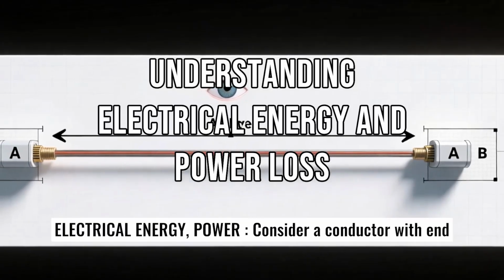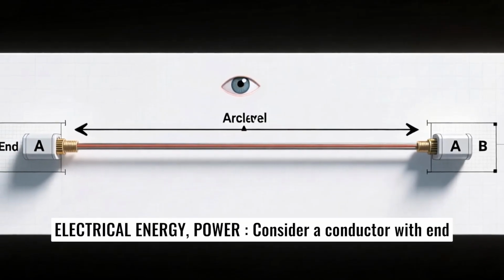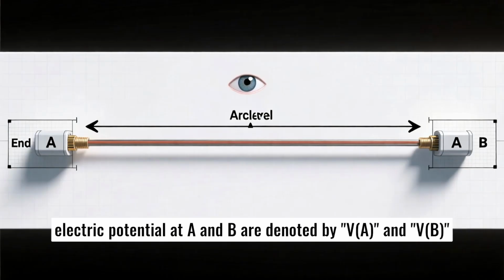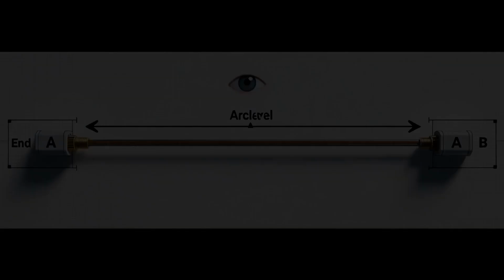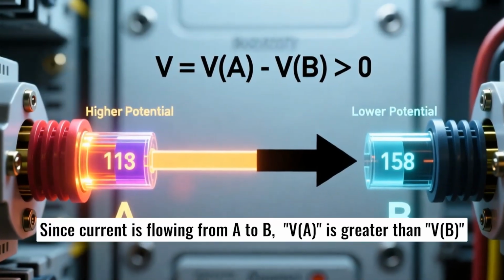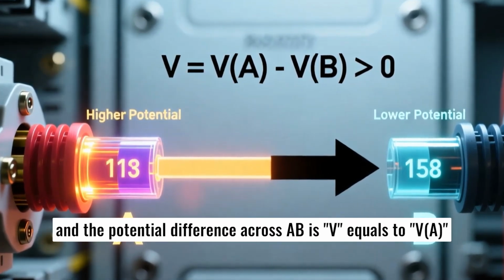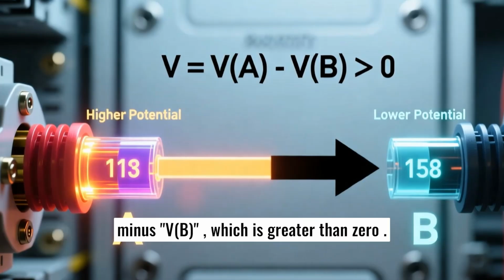Electrical energy, power. Consider a conductor with endpoints A and B, in which a current I is flowing from A to B. The electric potentials at A and B are denoted by V(A) and V(B) respectively. Since current is flowing from A to B, V(A) is greater than V(B), and the potential difference across AB is V equals V(A) minus V(B), which is greater than 0.